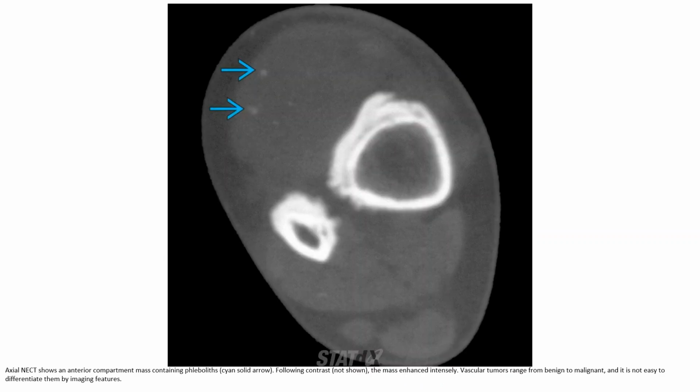Non-contrast CT shows an anterior compartment mass containing phleboliths. Following contrast, the mass enhanced intensely. Vascular tumors range from benign to malignant, and it is not easy to differentiate them by imaging features.